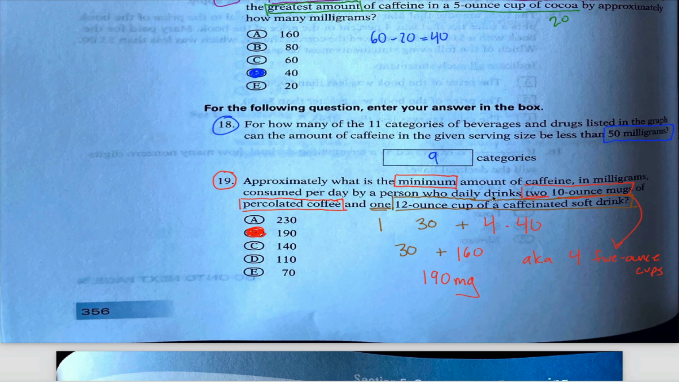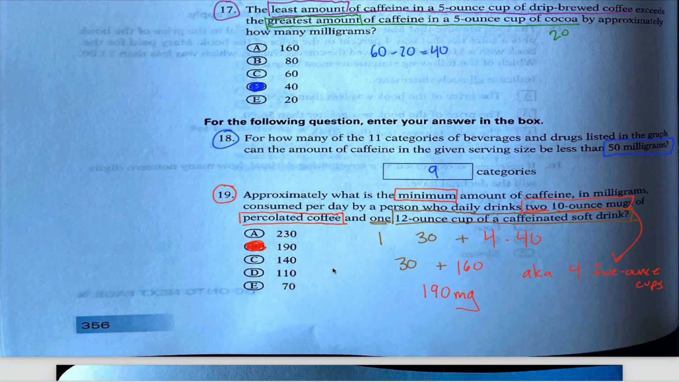So you got to be really careful with your reading here. If we really skim this thing, you might just see coffee and soft drink and do 30 plus 40 and get 70. Sure enough, that's another answer. More of the story is just be really careful when you're reading through these problems. I know it's hard in the pressure of a timed test.